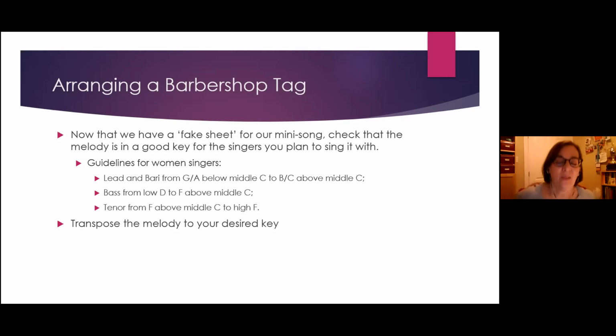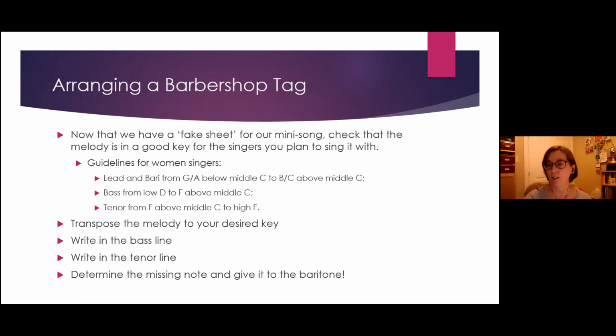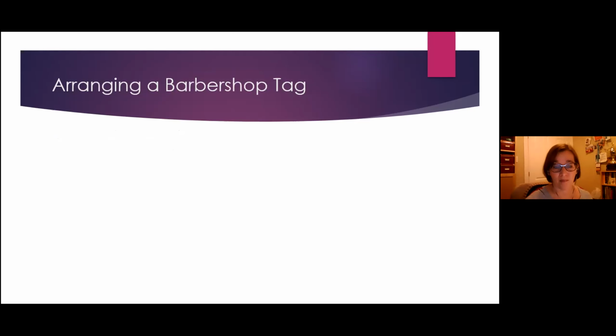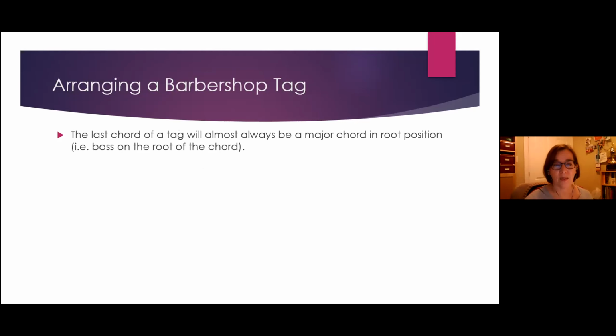So we don't have to transpose the melody in this case, but the first thing we should do is write in the bass line, and those chords will give us a good clue as to where the bass should go. And then we'll write in the tenor line, and then we figure out the missing note and just give it to the baritone.